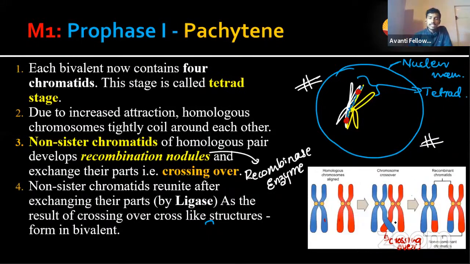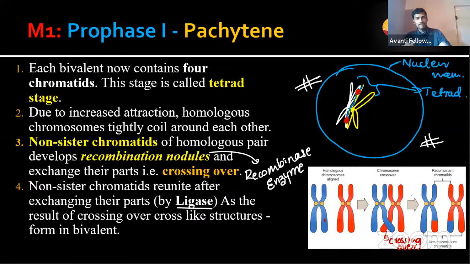And when crossing over is happening, that means cutting, everything done by recombinase, then we have to join it, right? For the joining, we have another enzyme, we call it ligase. What will this ligase do? Ligase will reunite this part. Because of that, what will happen? Crossing over formation will happen.